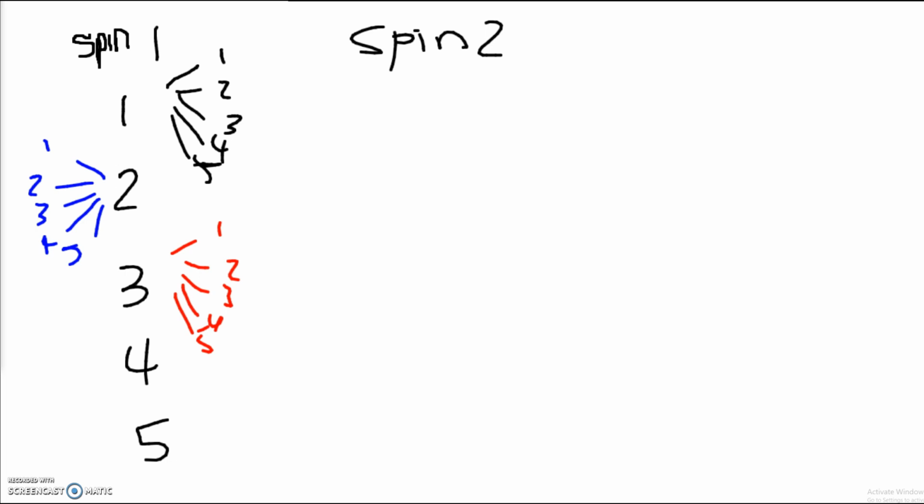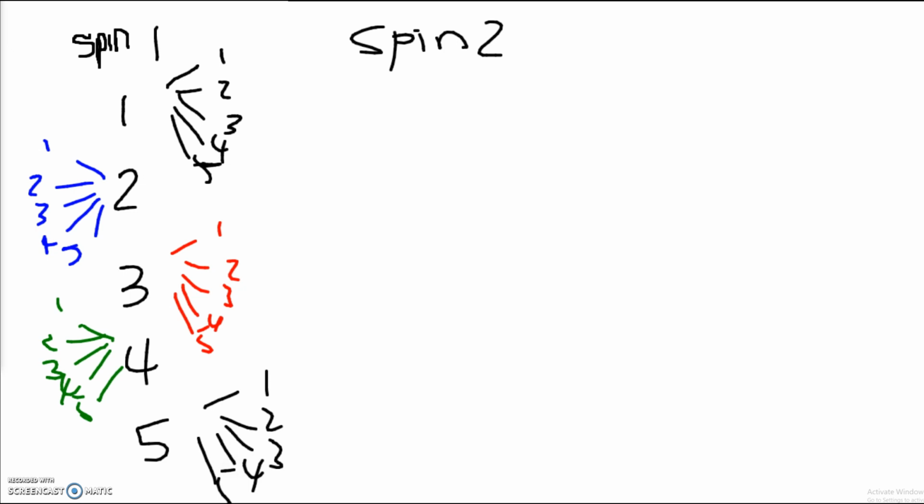So if during spin number 1 we landed on a 4, during spin number 2, we could also land on a 1, a 2, a 3, a 4, or a 5. And during spin number 1, if we landed on a 5, we could land on a 1, a 2, a 3, a 4, or a 5 as well.